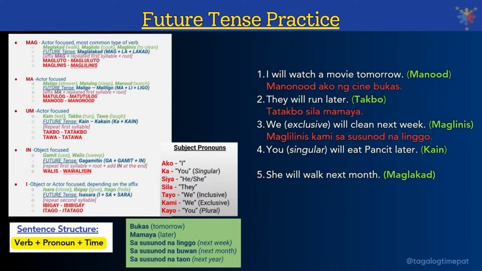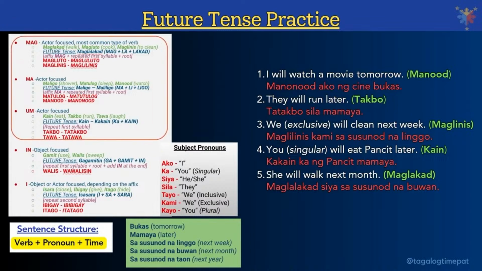Number 4, you singular will eat pansit later. Kain means to eat. Kakain ka ng pansit mamaya. And then lastly, she will walk next month. Maglakad. Maglalakad siya sa susunod na buwan. All right.